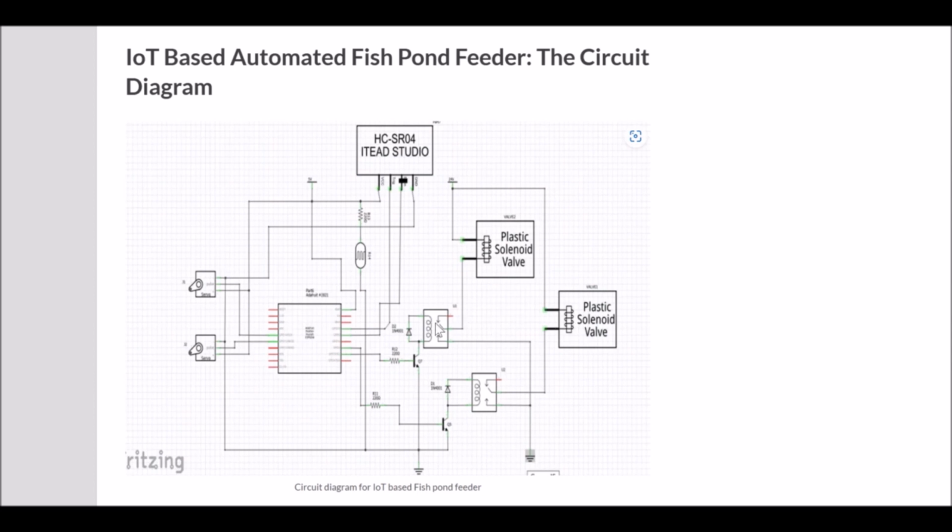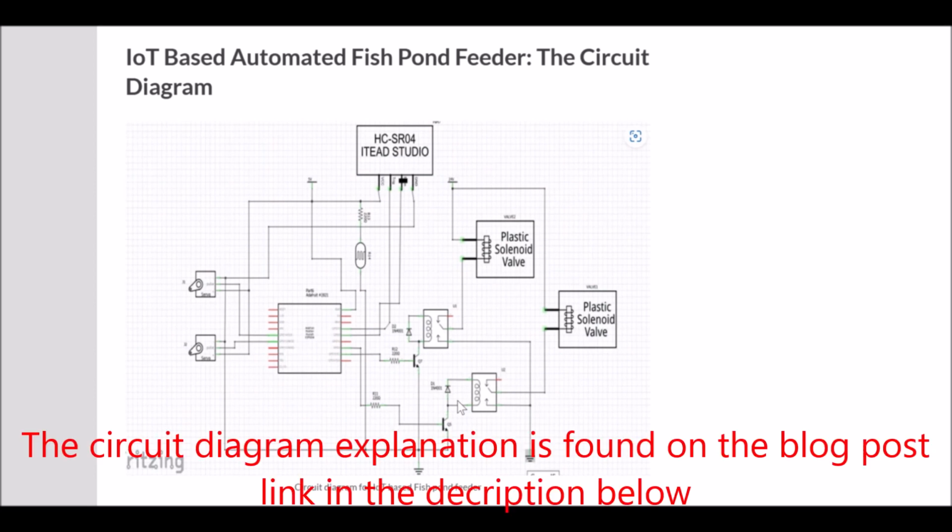The ultrasonic sensor power pins were connected to the 5 volts power rails of the VCC and GND pin, whereas the echo and trig pins were connected to the D7 and D8 on the NodeMCU. Please note that the power supply is rated 5 volts and the solenoid valves are alternating current voltage powered, hence the need for a relay to energize them.